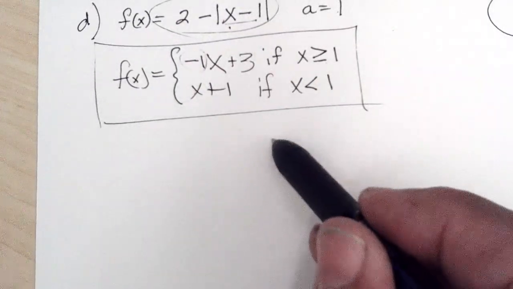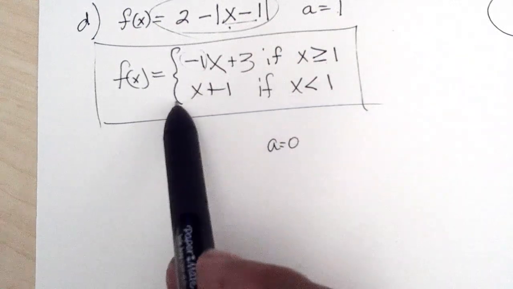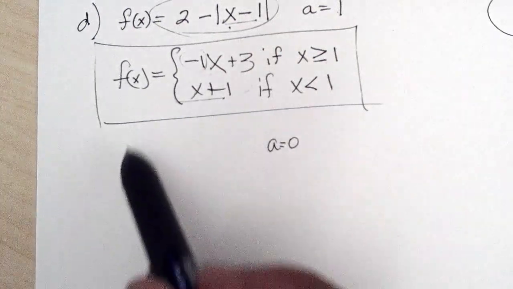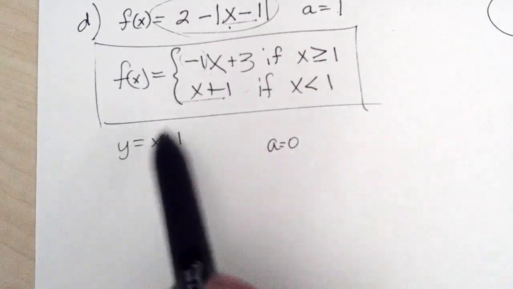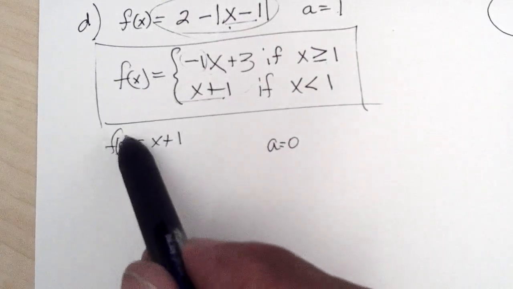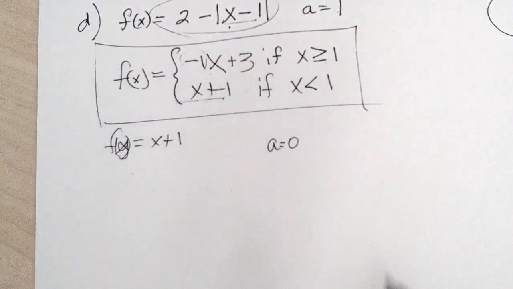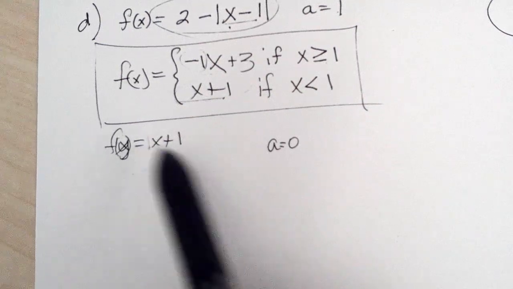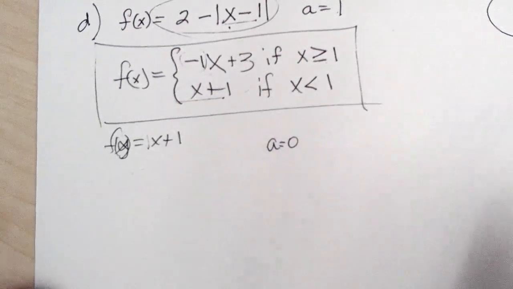If they'd asked me to find it at 0, I would use this equation, y equals x plus 1, or f of x equals x plus 1, and go through the formula algebraically, and I would get a slope of 1. But clearly, this is a line and the slope is 1, so I don't have to. I can tell the slope is 1. Okay.